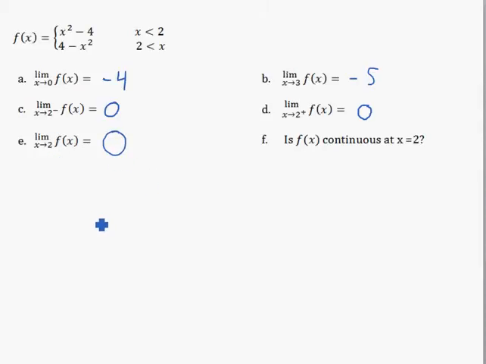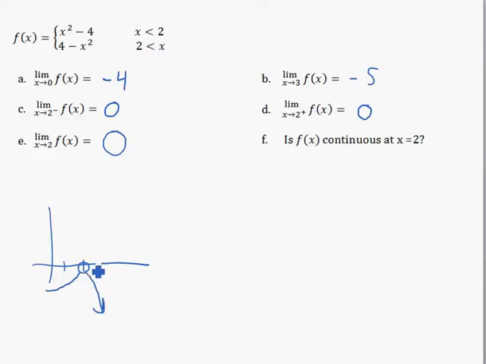And the final question is, is f of x continuous at x equals 2? Well, we know both sides meet, so again, a graph is going to help us out here. We know that at 2, both sides go to 0. The left side is x squared minus 4, and that looks like this. And the other side is 4 minus x squared from the right-hand side. Well, that looks like this. So they meet at 2.